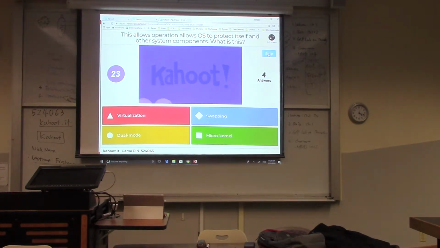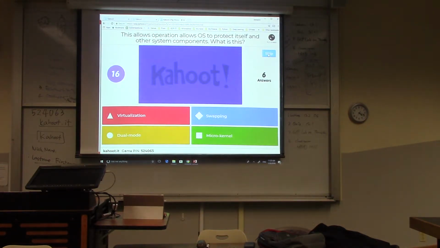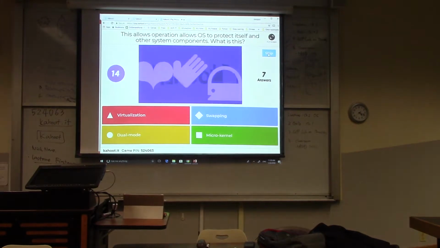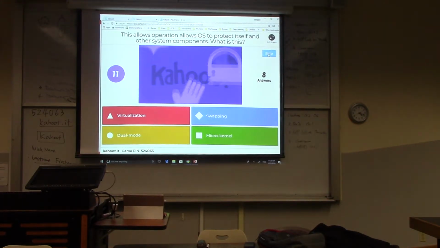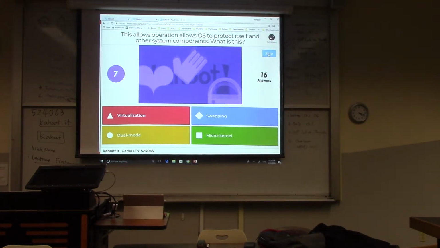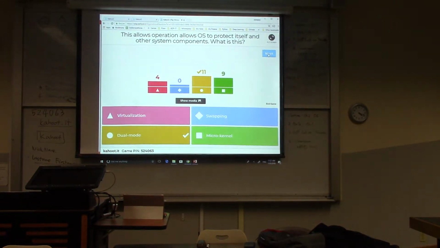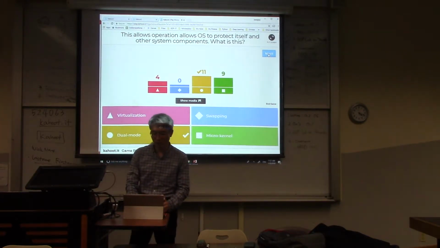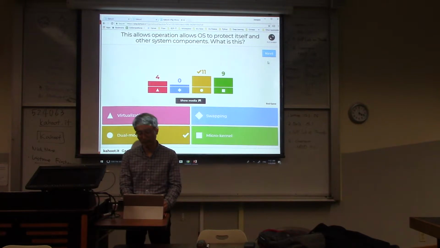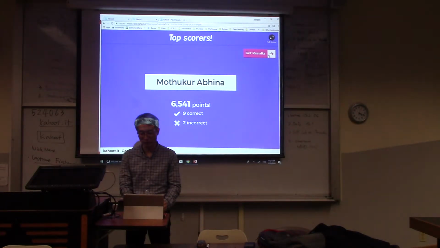Operating system uses different levels of processing, the system library, to protect the system. If you allow each application to access the storage or the device, it will be a problem. So we separate. What is this? It's the dual mode. So user mode and kernel mode, and we will see more details today about the dual mode implementation.